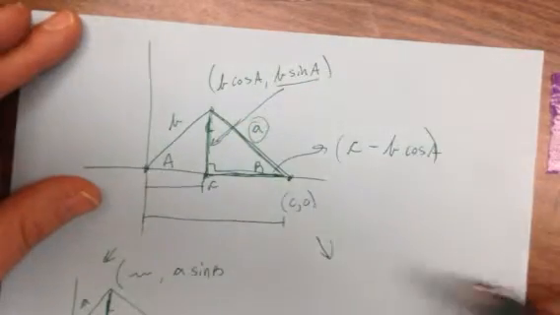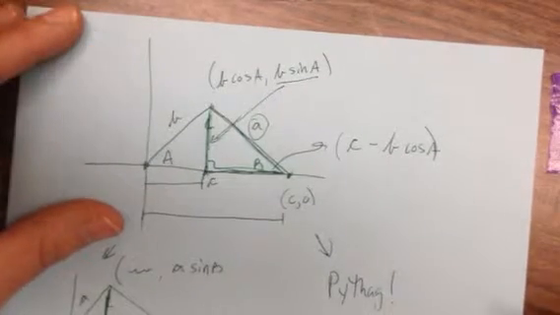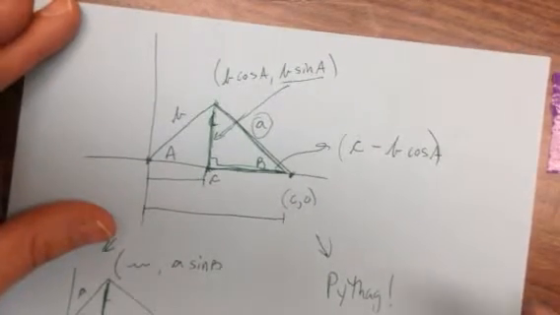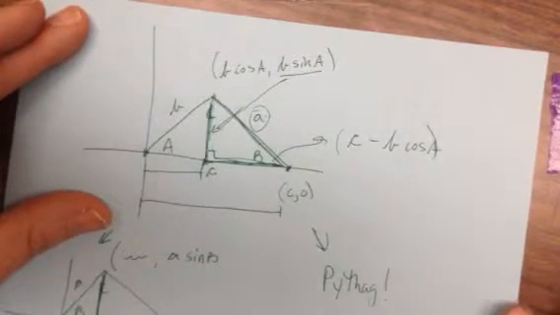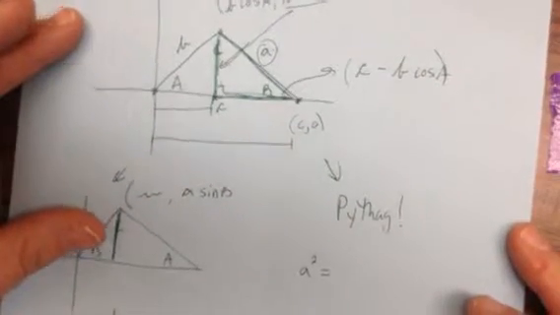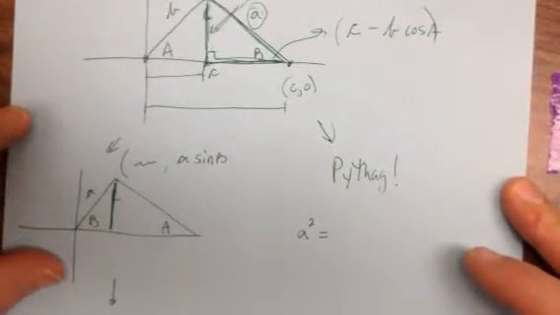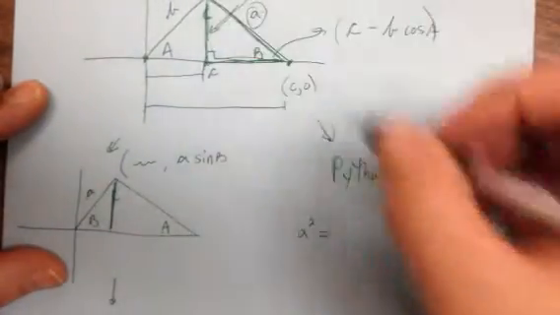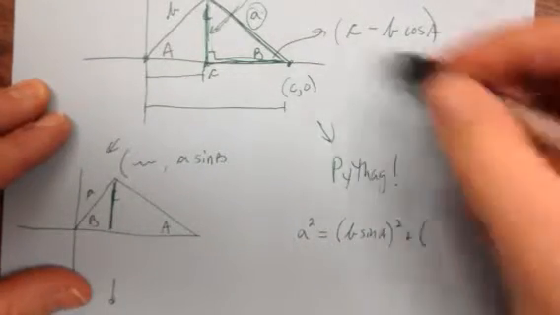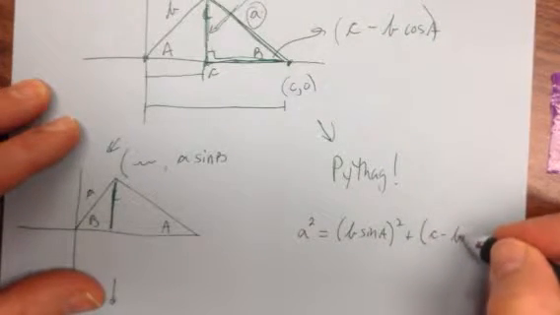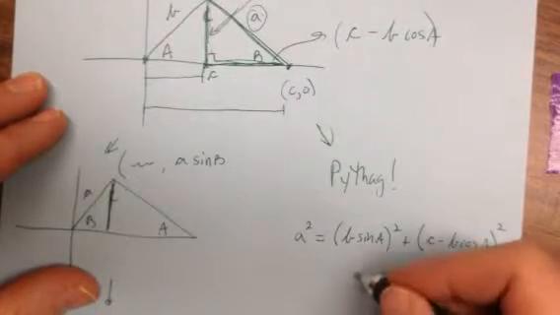So all we do is slap the Pythagorean theorem on this triangle right here. A squared, I'll write the first step. A squared, I'll even scroll up the page right here so you can see what that first step is. I'll try to keep the triangle in there too. A squared, the hypotenuse, is equal to this, (b sine A) squared plus (c minus b cosine A) squared. Pythagorean theorem.